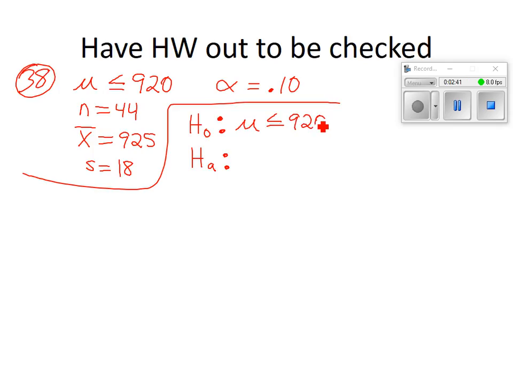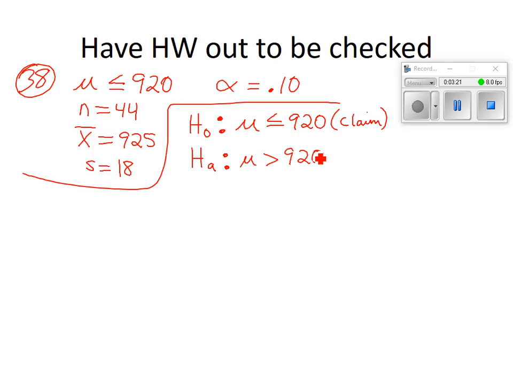And since we're trying to disprove their claim, we're trying to say, is there enough evidence to reject their claim? That's where we want it. If we were trying to support their claim, we'd like it to be in the HA. I'm going to write claim out here. Make sure you write which one is the claim each time, because that helps you make your final statement. What's HA, the alternative hypothesis, going to be then? Mu is greater than 920.